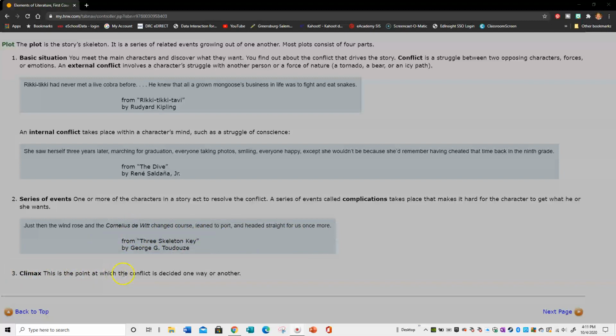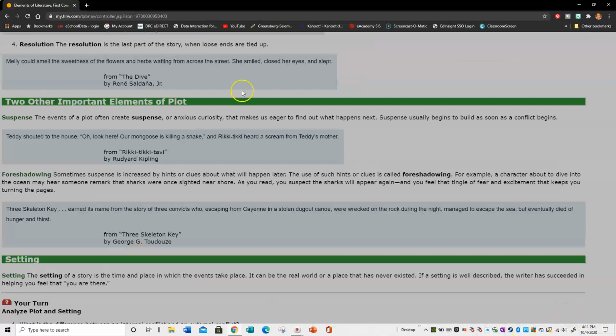3. Climax. This is the point at which the conflict is decided one way or another. Resolution. The resolution is the last part of the story where loose ends are tied up. Melly could smell the sweetness of the flowers and herbs wafting from across the street. She smiled, closed her eyes, and slept. From the Dive. 2 other important elements of plot.